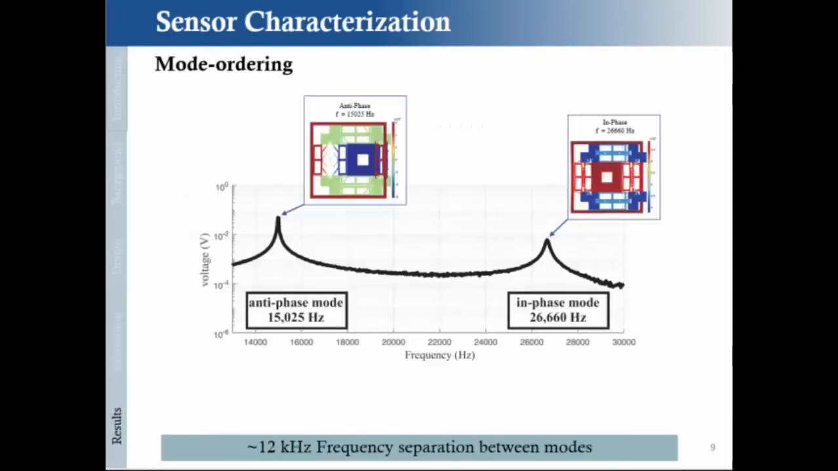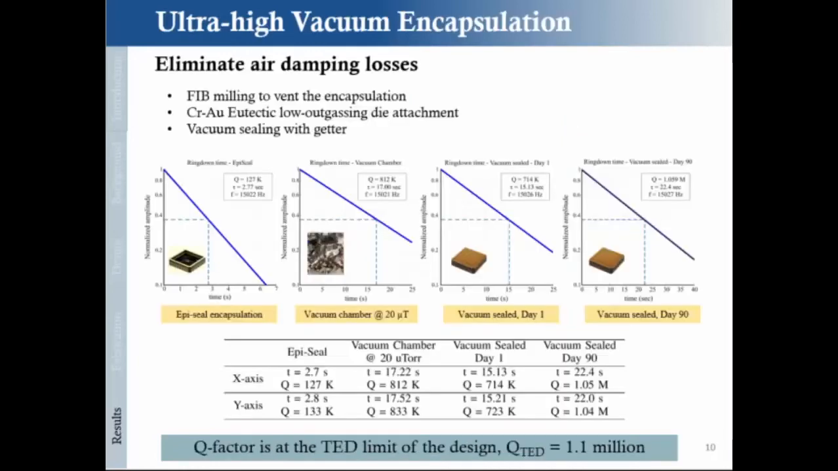So these are experimental results showing that we achieved our objective. This is the frequency response of this Dual Foucault Pendulum with the coupling system, where the first mode at 15 kilohertz is the antiphase mode, and the second mode, the in-phase mode, is at 26. So the modes are separated by 12 kilohertz, which is a very good separation for a practical device. So we achieved this mode ordering already.